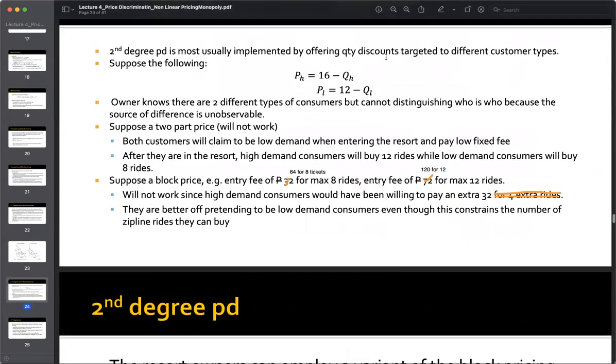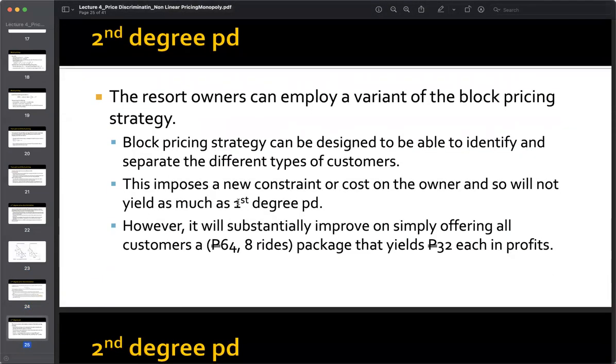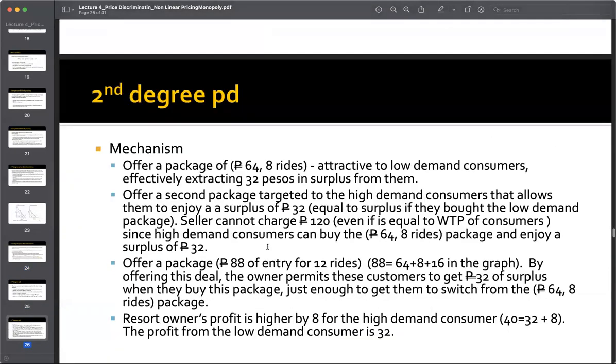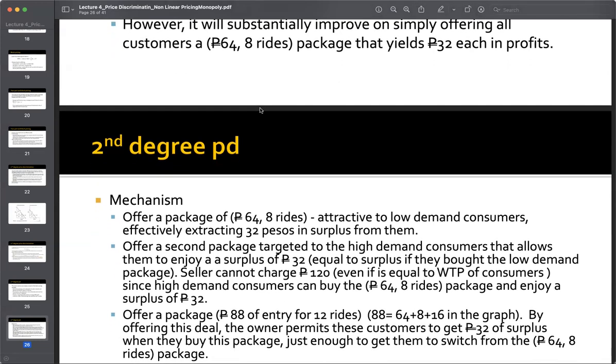So that's exactly what is said here in this slide. Resort owners can employ a variant of block pricing. The variant can be designed to identify and separate the different types of customers. This imposes a constraint on the owner and will not yield as much as first-degree price discrimination. However, it will improve on simply offering all consumers the low package, which is 64 for 8 rides, and that will yield 32 of profit for each, 32 for the low and 32 for the high.